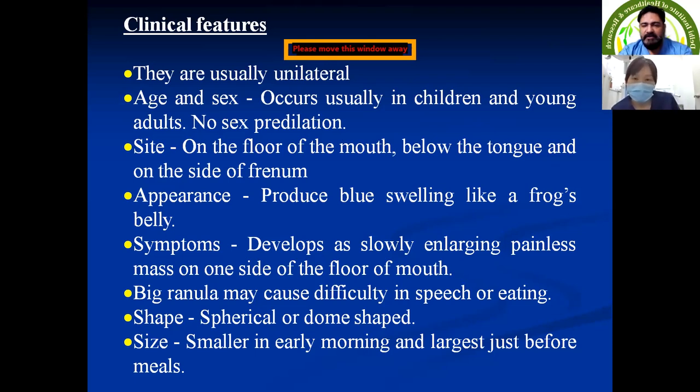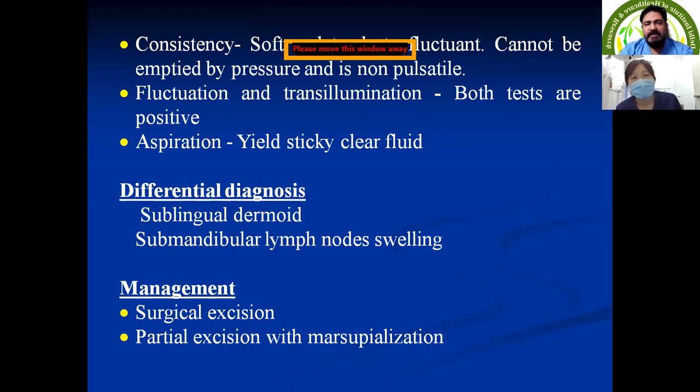Symptoms: it develops as a slowly enlarging painless mass on one side of the floor of mouth. A big ranula may cause difficulty in speech or eating. They are mostly spherical or dome shaped, and the size is smaller in the early morning and larger just before meals because of the collection of saliva. The consistency is soft and fluctuant, it cannot be emptied by pressure, and these are non-pulsatile. Fluctuation and transillumination tests are both positive. On aspiration, it yields a sticky, clear fluid.